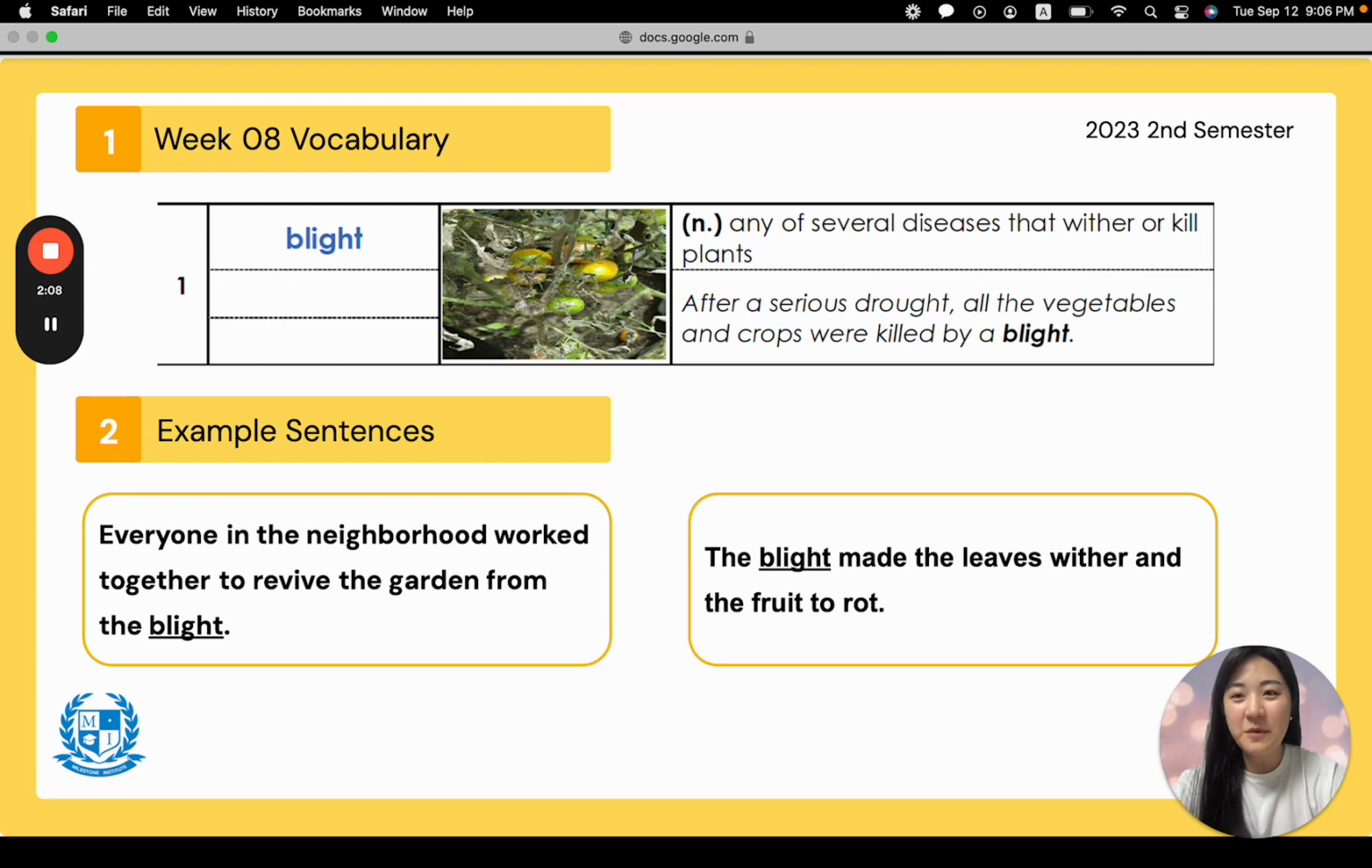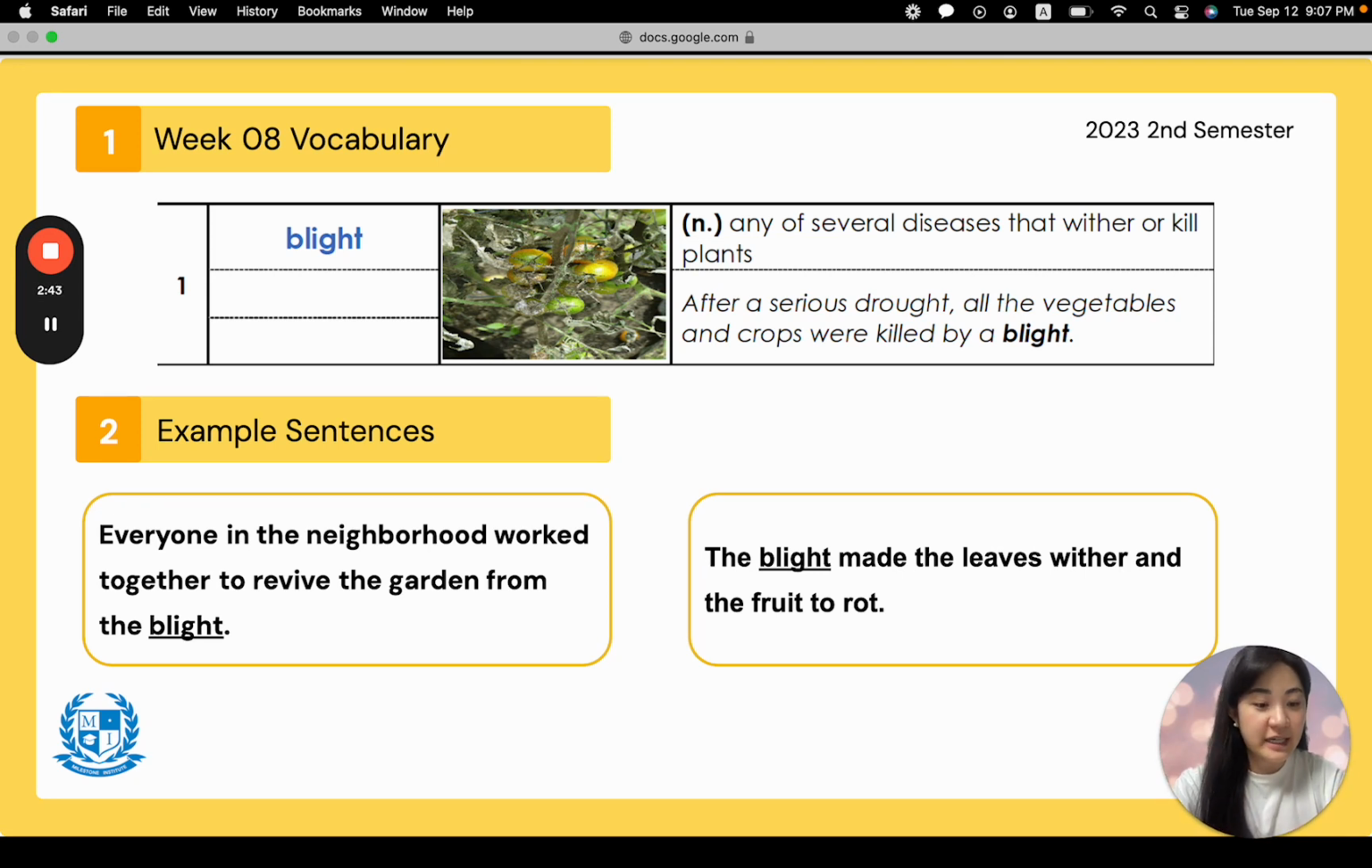So let's get started. Number 1, everyone say blight. Blight. And it is a noun, and it is any of the several diseases that wither or kill plants. But what does wither here mean? Wither means when the plant leaves are all nice and standing up straight, but wither means they're trying to droop and fall down a bit. So that could happen because of a disease like this blight. Maybe there's no water, maybe there's some kind of parasites going around.